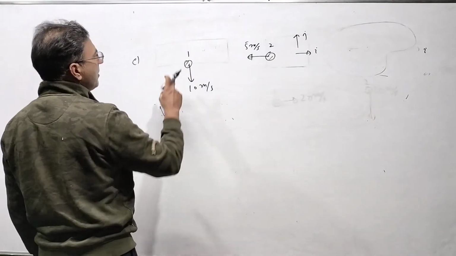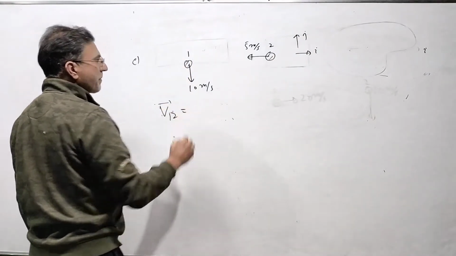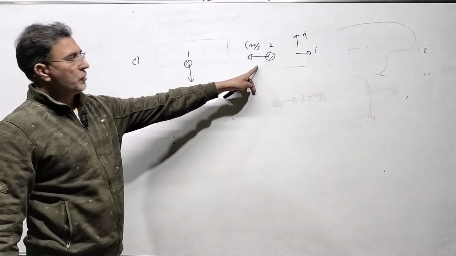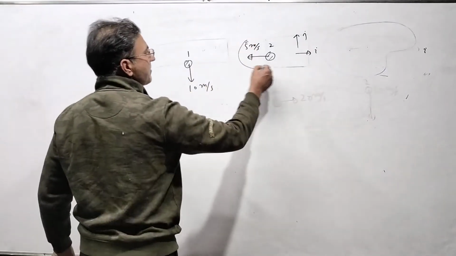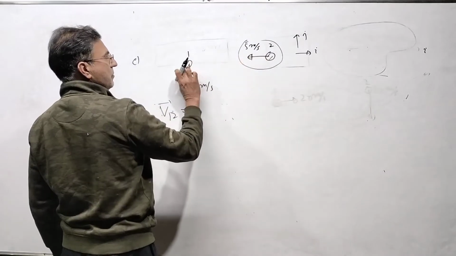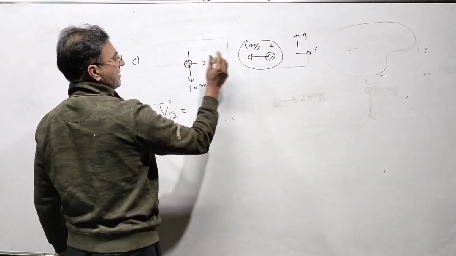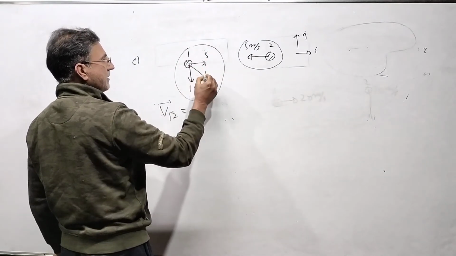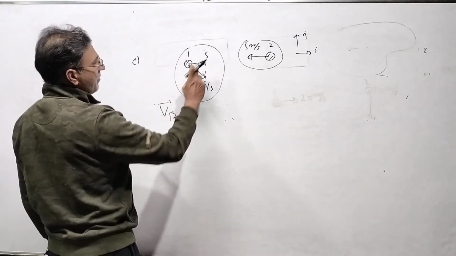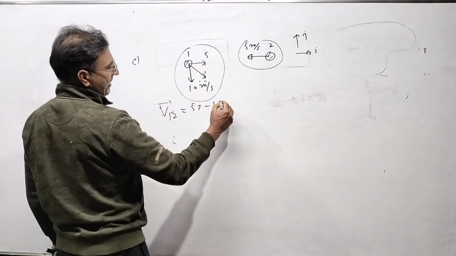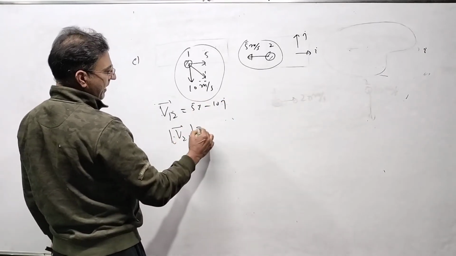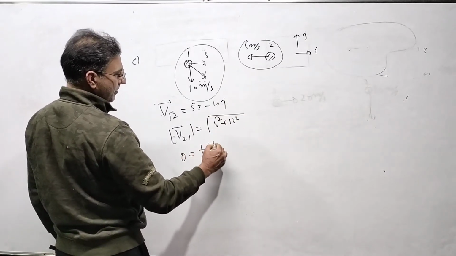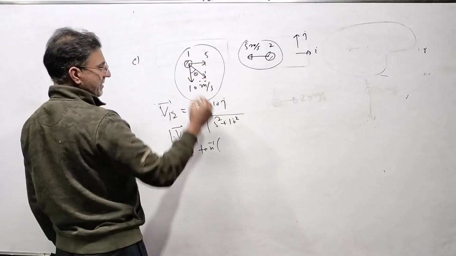What is the velocity of 1 with respect to second? Here 2 is the observer. So who will transfer his velocity to the object? This 2 transfers its velocity, this 5, to this 1 in the opposite direction, opposite to this. That's 5 here. Now what is the resultant of these 2? That is this. In vector form, it is 5i minus 10j. The magnitude is root of 5 square plus 10 square. And theta is tan inverse of 5 by 10.